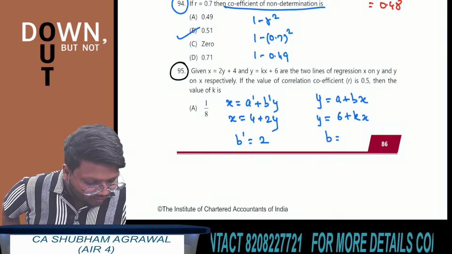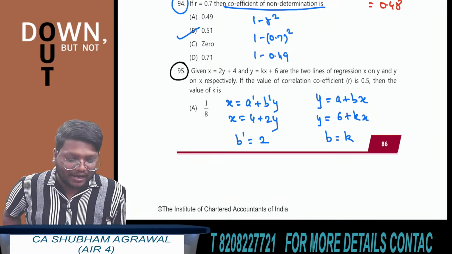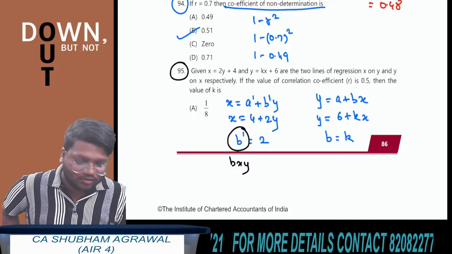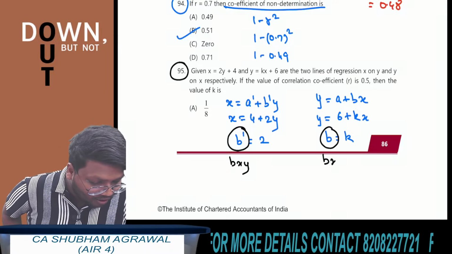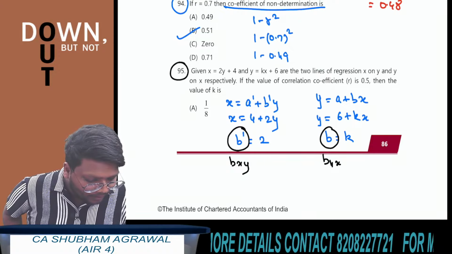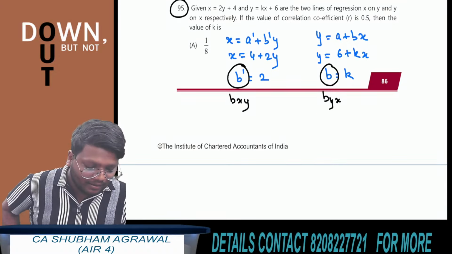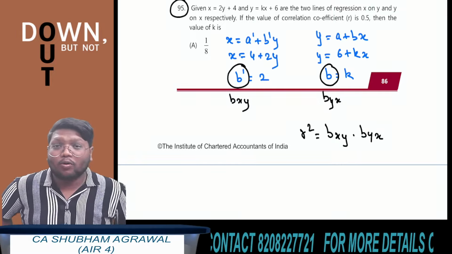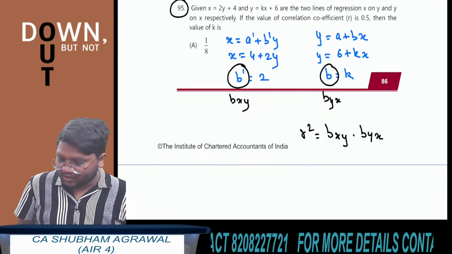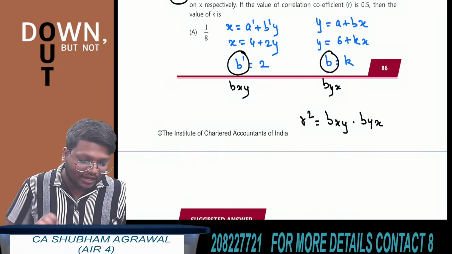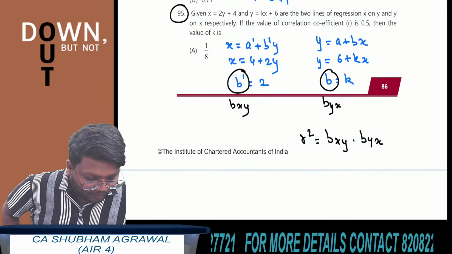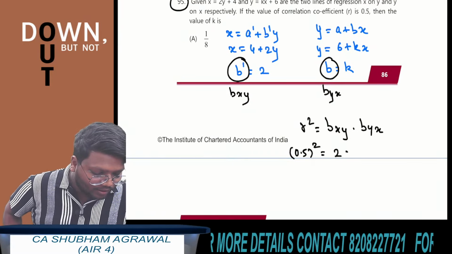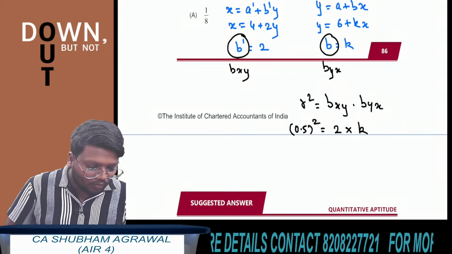What is the regression coefficient of y on x here? K. Regression coefficient of y on x is k. This b dash is basically bxy, regression coefficient of x on y, and this b is basically regression coefficient of y on x. Okay. Now we have to use the result that r square is equals to bxy multiplied by byx. Product of regression coefficients is equals to r square. Now put value of r as 0.5. So 0.5 square is equals to bxy 2 and byx here is k.